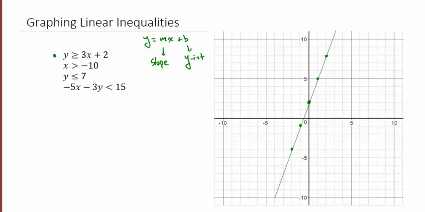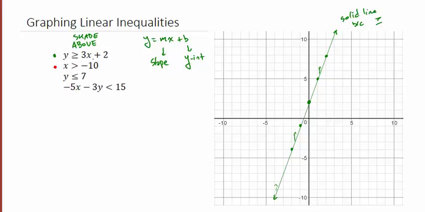Now, the reason it's solid is because it was equal to, it included the equal sign under the inequality. And because it says y is greater than the line, that means I have to shade everything above this line. And like I said, it's solid because of the inclusion of the line. So it's everything up to that line and including it.